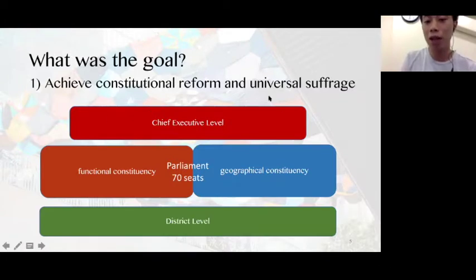In this 1,200-person committee, they have the right to nominate a candidate, and they also have the right to vote for the next head of government. So the head of government is chosen by only 1,200 people. The umbrella movement was targeting these two institutions, the chief executive level and the functional constituencies in our parliament. What we were trying to achieve is to democratize them so that they can be free and fair for all.